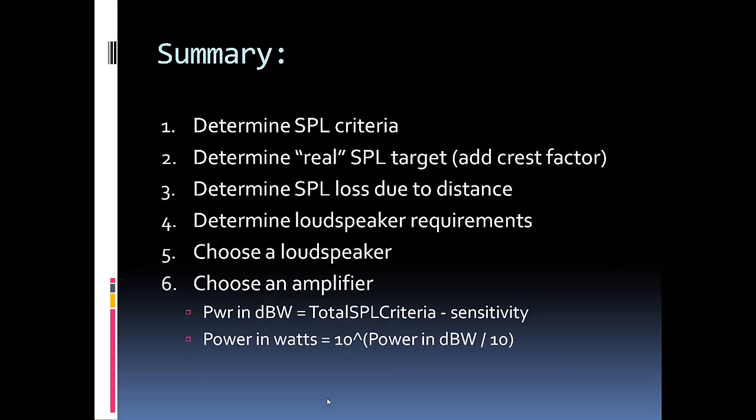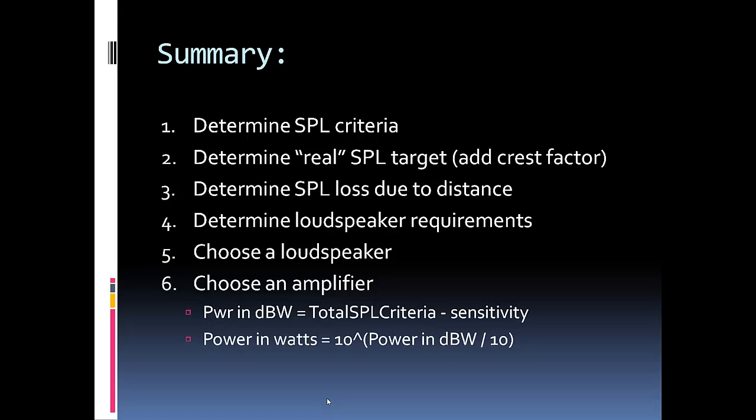So again, just to quickly review those steps, we determined the SPL criteria of 95 dB SPL. We determined the real SPL requirement by adding in the crest factor, so that gives us our headroom requirement, which was 6 dB. So our real SPL target is 101 dB SPL. Step 3, we took our loss due to distance by being 75 feet away, and it was approximately 27 dB of loss due to distance. And then we figured our loudspeaker requirements based on overcoming that loss due to distance and our real SPL target, which gives us a total of 128 dB SPL that the loudspeaker must produce at 1 meter away to give us that average level of 95 dB SPL at that 75 foot distance.